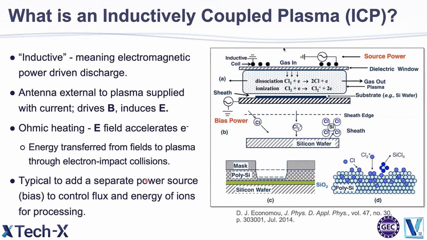It's also typical to add a separate power source, like for a substrate or a wafer bias, to control the flux of the energy of ions for processing. So an inductively coupled plasma is usually used to generate the plasma, and then you have separate control using a bias.